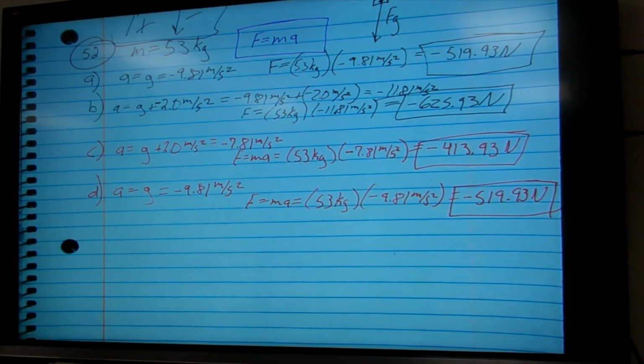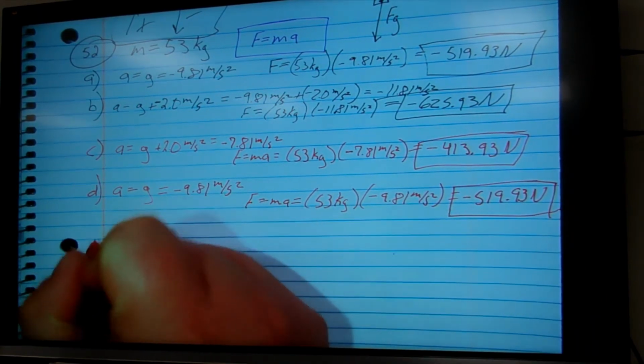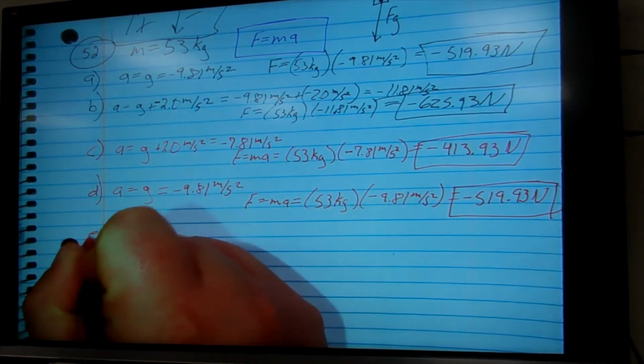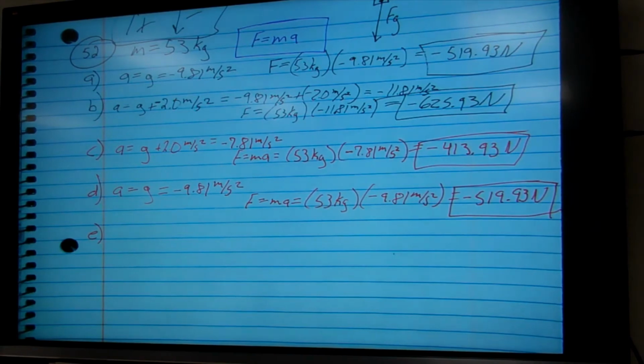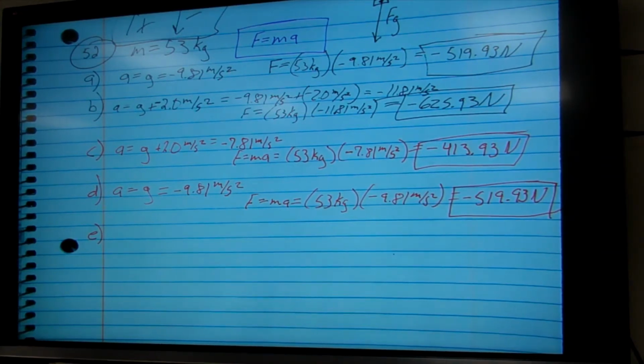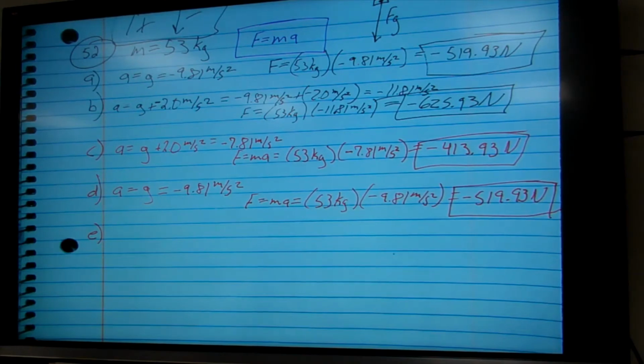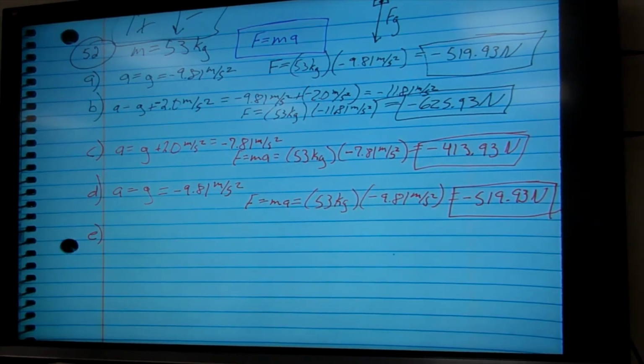Alright, so let's look at part E. In part E, the elevator slows to a stop while moving downward with a constant acceleration of 2.5 meters per second squared. This is the part where we're going from the fourth floor to the first floor, hitting right where we're at the first floor door, and the elevator is slowing down to stop.